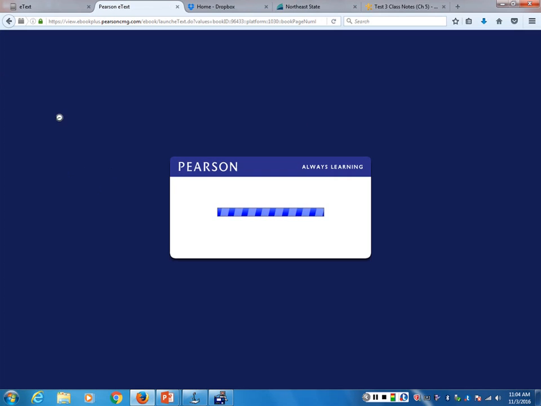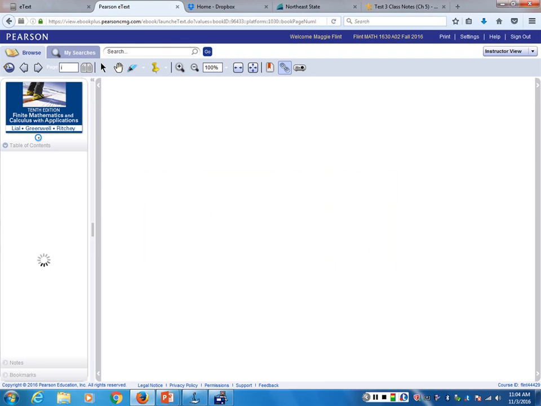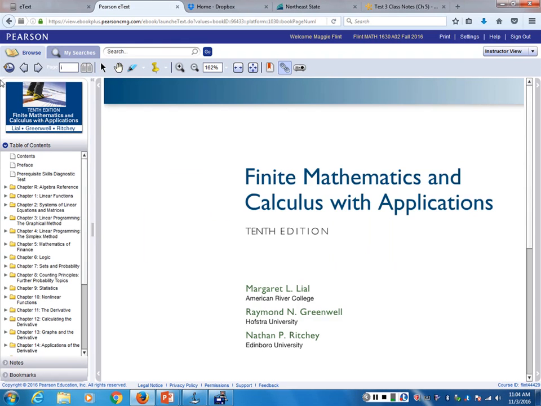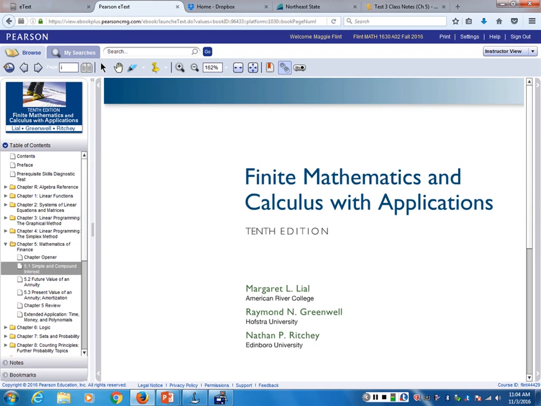And I know if you're like most of the people that I went to school with, you don't really read the math book, but occasionally it does have some good advice. So we're going to go to Chapter 5, Mathematics of Finance, 5.1.